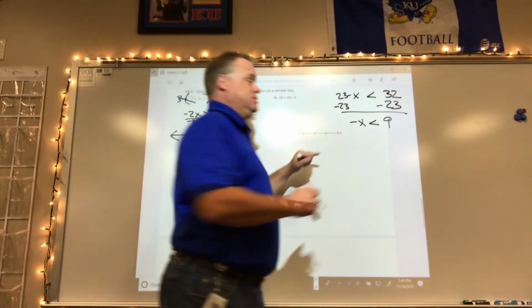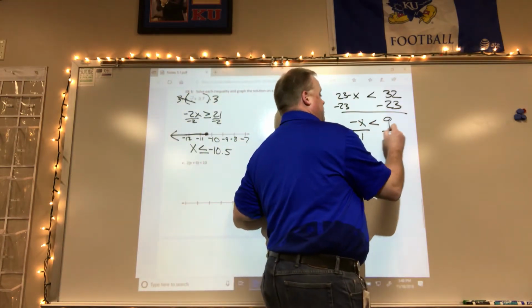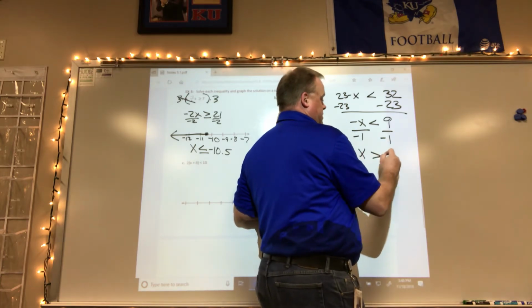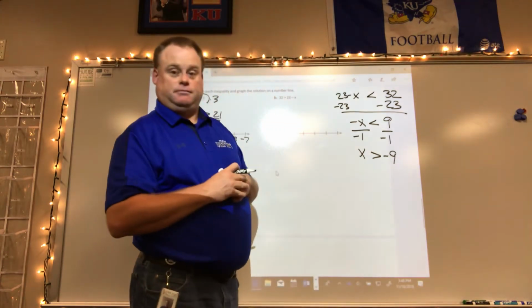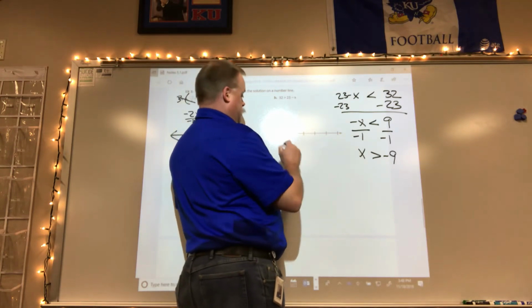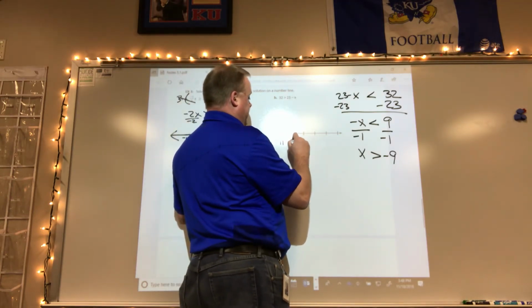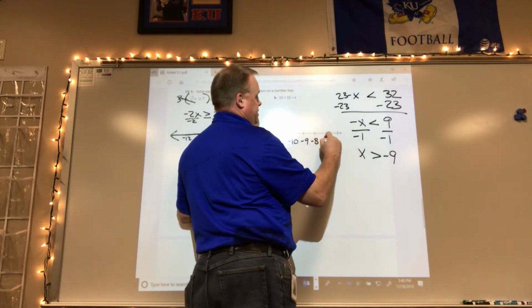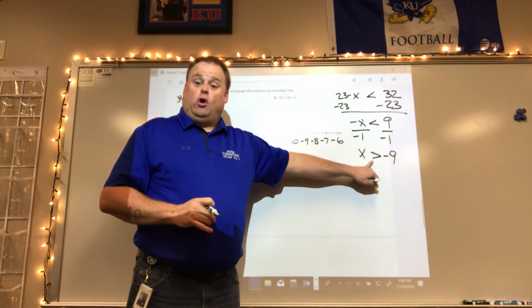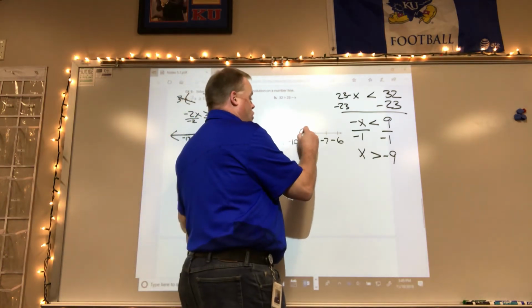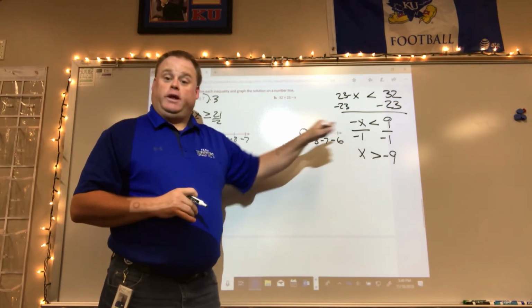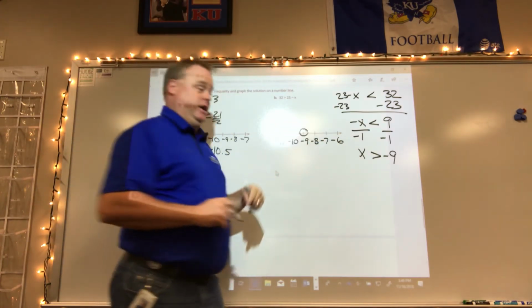I can't have a negative x, so I must divide by negative 1, divide by negative 1. So x is now greater than negative 9. Greater than negative 9 means getting bigger. So negative 11, negative 10, negative 9, negative 8, negative 7, negative 6. Greater than, no equal to bar, so open circle, going greater, getting bigger.